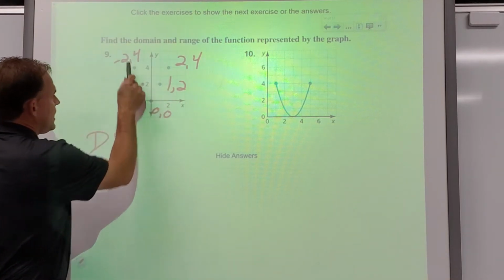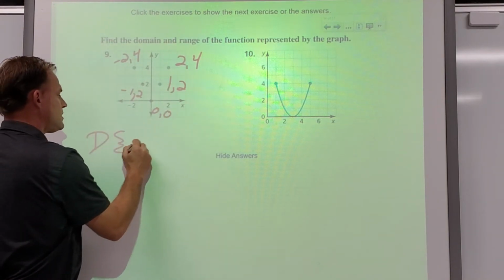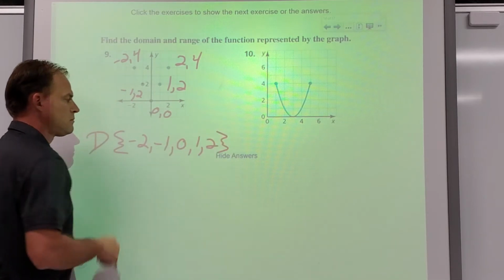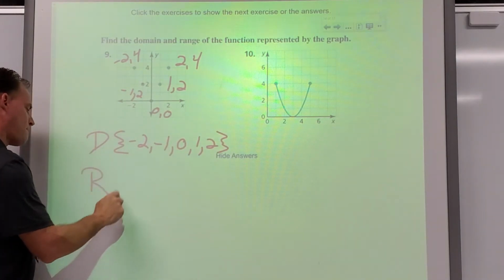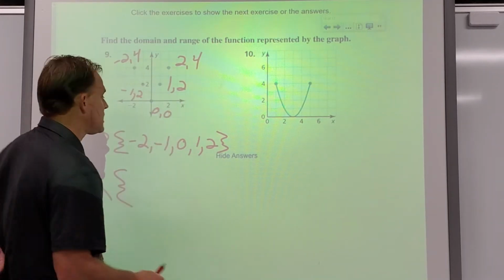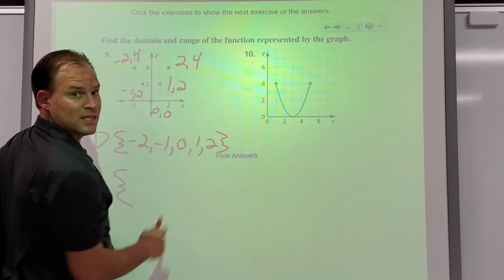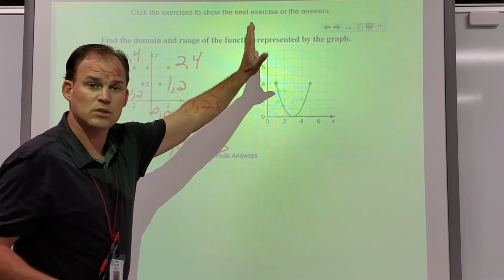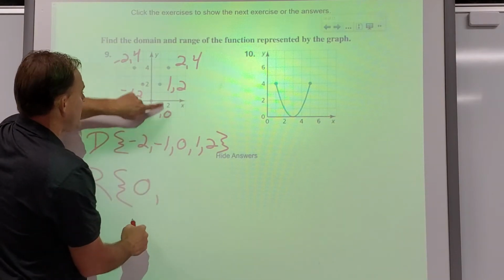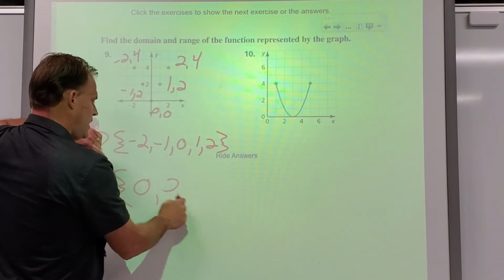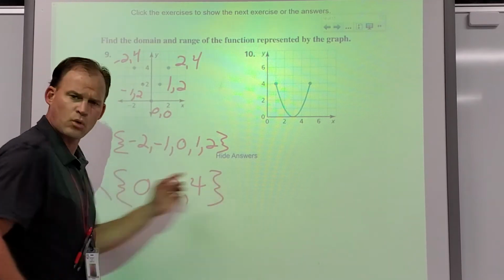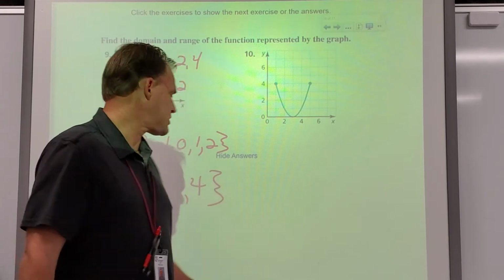So my domain is a list of the x's. Range is a list of the y's. Again, we want to go smallest to largest, so I should be scanning bottom to top here. Don't scan this way. Scan bottom to top. Smallest y is 0. Oh, it repeats. That's okay. It's okay if my y's repeat. And right now, it's okay if my x's repeat.